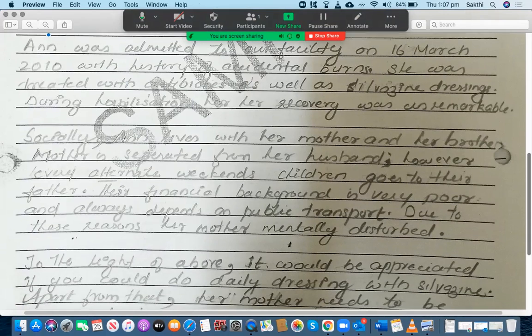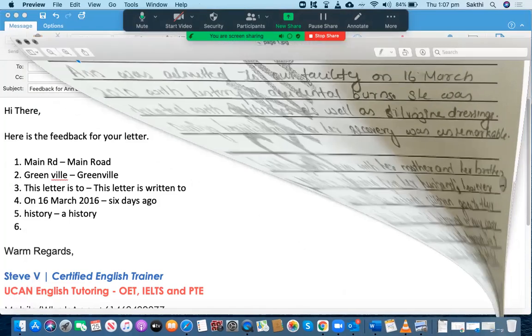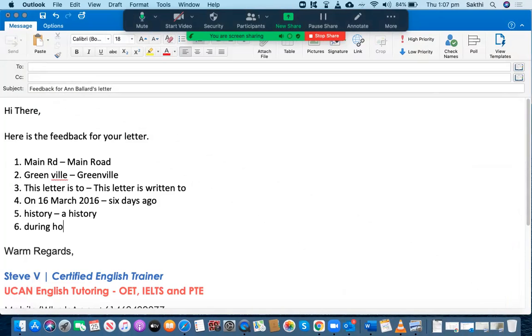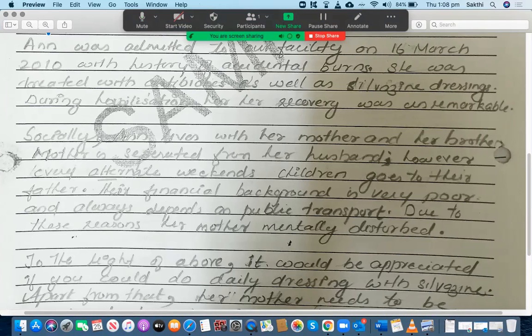Silverizin dressings. That's good. During hospitalization, did she put the comma here? I couldn't see whether there is a comma or not. If she didn't place a comma, she has to. So during hospitalization, that must be capital D. Please place a comma after hospitalization. All right, let's go to the next one.